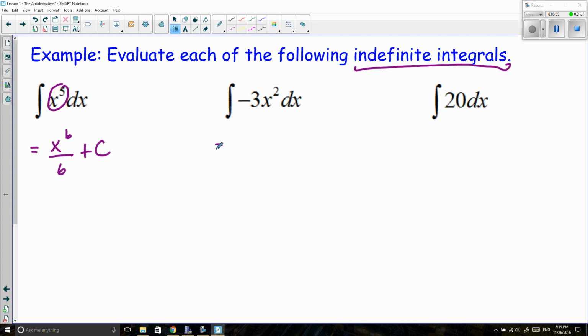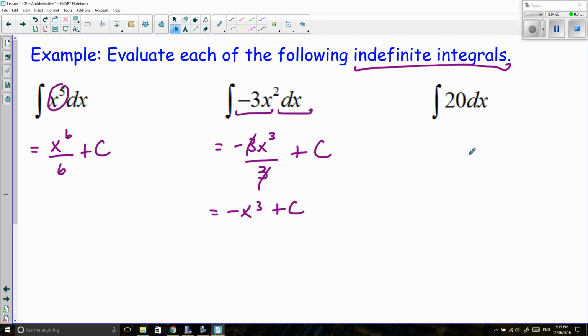And so if we take a look at the next one, my integrand is negative 3x squared, and I'm integrating with respect to x. So once again, it's another power function. We're just going to raise the exponent by 1, which is 3, and divide by 3. Add c for the constant, and therefore the 3 is actually reduced, so I get negative x cubed plus c.